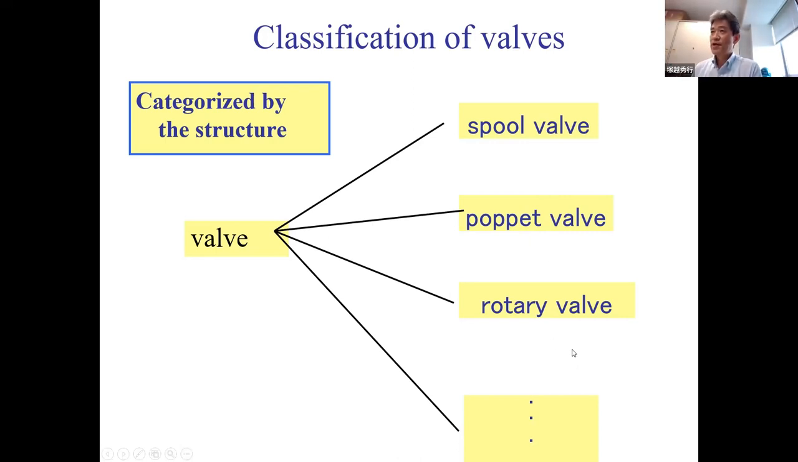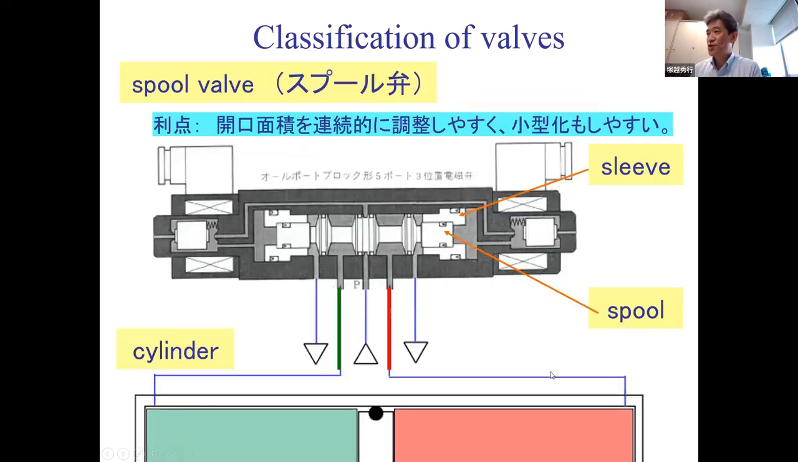So let me briefly explain these different structures. The first one is a spool valve. It is composed of the spool and the sleeve. The spool slides along the sleeve line, and it can slide in parallel to the sleeve surface.